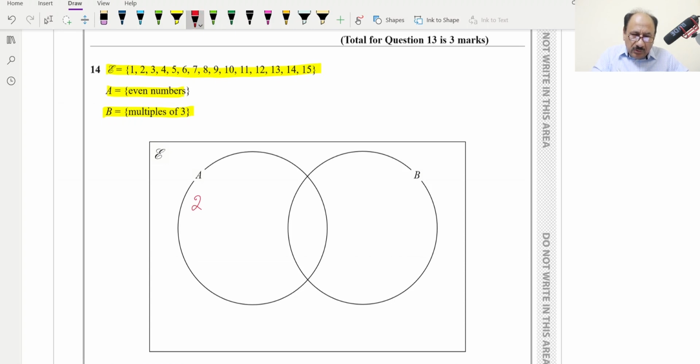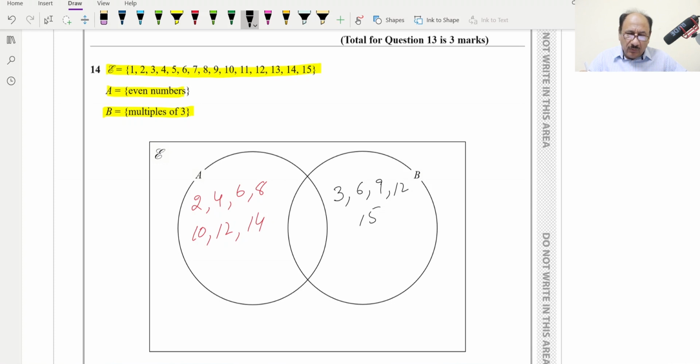So 2 is an even number, 4 is even, 6 is even, 8 is even, 10 is even, 12, 14. So these are the even numbers which I have written over here for the time being. Then later on we will shift. And multiples of 3 I will write in section B. So multiples of 3 are 3, 6, 9, 12, and 15.